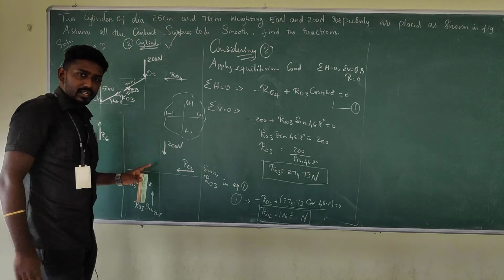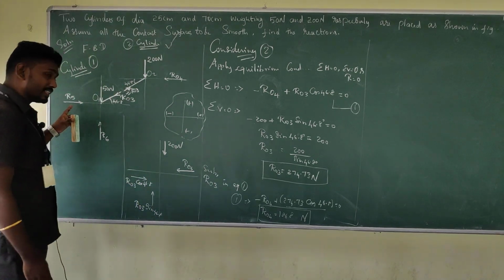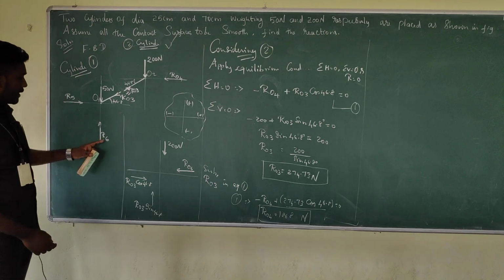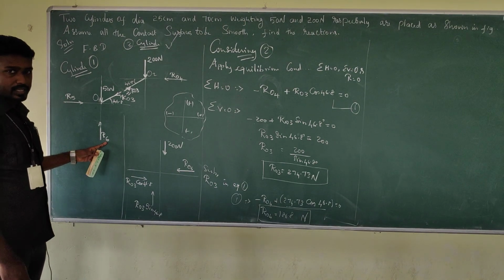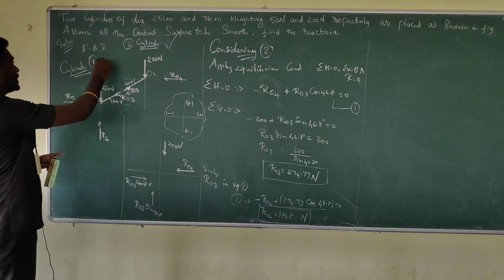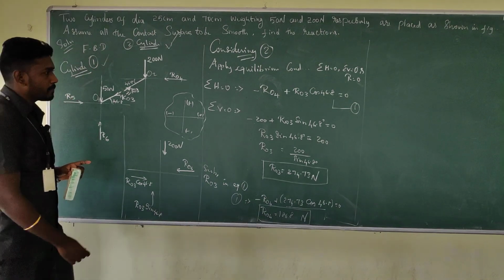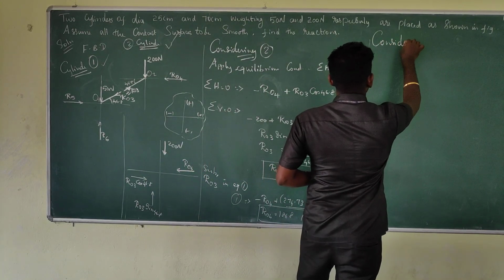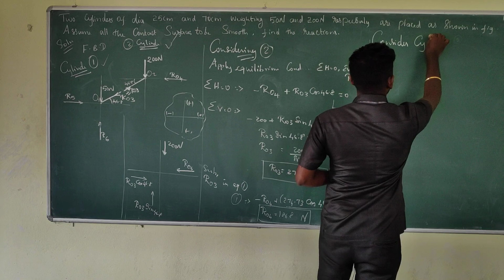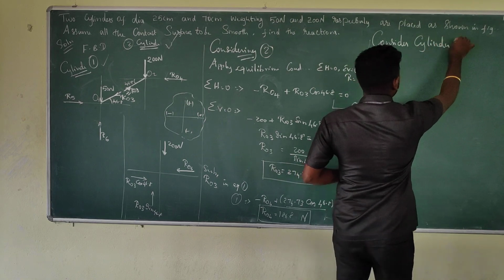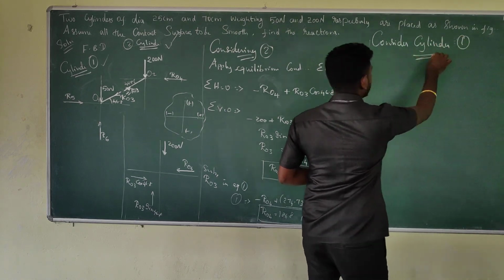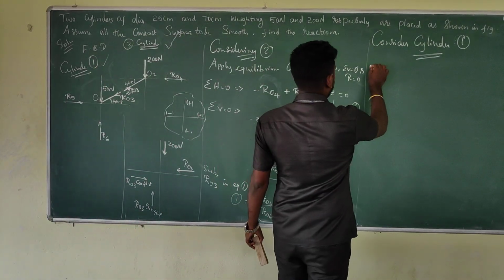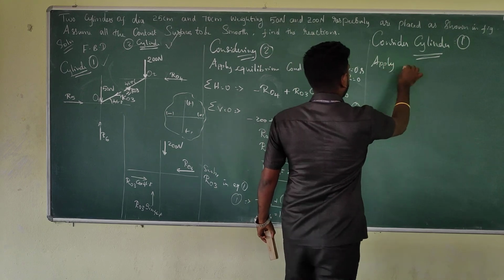So two of the reactions we have found. Another two more reactions need to be found: R5 and R6. In order to find them, I am going to consider cylinder 1. Here as well, try to apply the equilibrium condition.